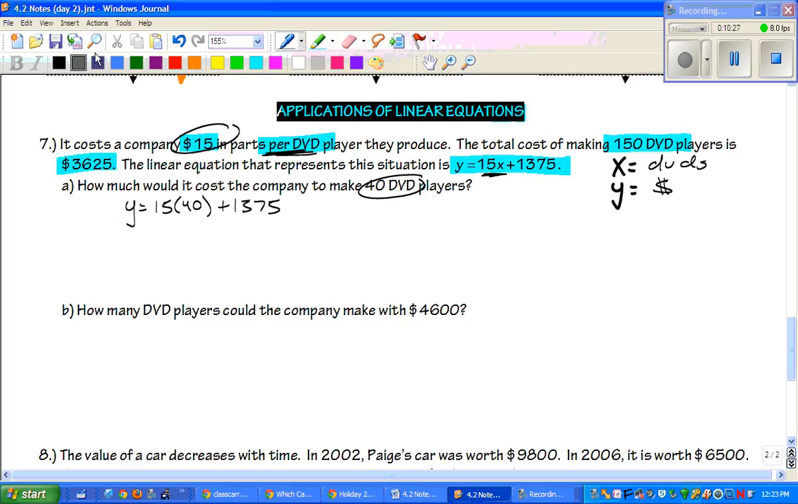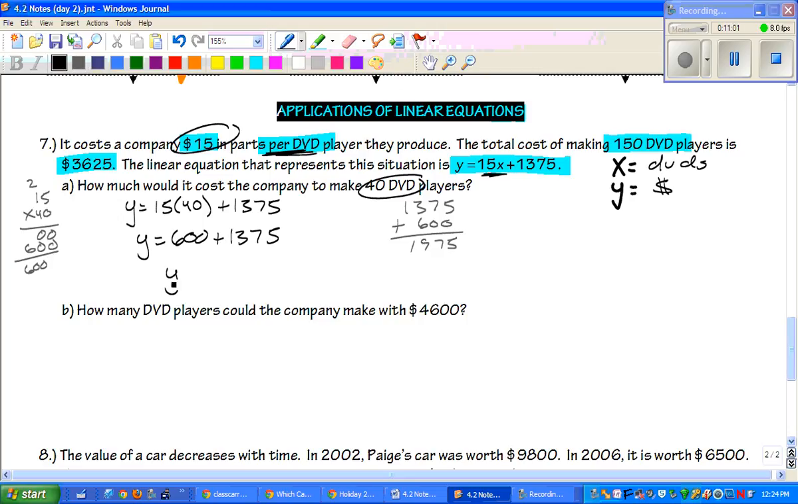And now off to the side, we need to do 15 times 40. You don't need to multiply the zeros out. 4 times 5 is 20. 4 times 1 is 4, plus 2 is 6. So you get a total of 600. Okay, and when you add that up with 1375, if you need to do the work off to the side, please do so. We get a grand total of $1,975.